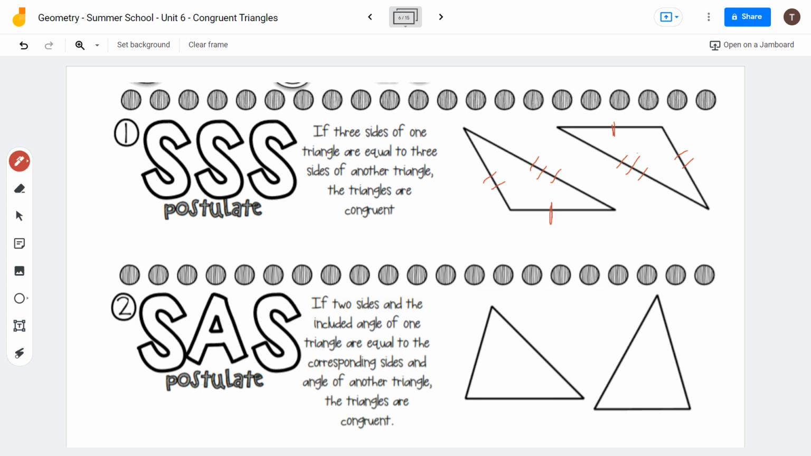Side, angle, side, or SAS is our second. Notice that the angle is between the 2 sides. So I would have one set of sides congruent, and then I would have an angle congruent, then I would have another side congruent. But notice that angle is between the 2 sides.